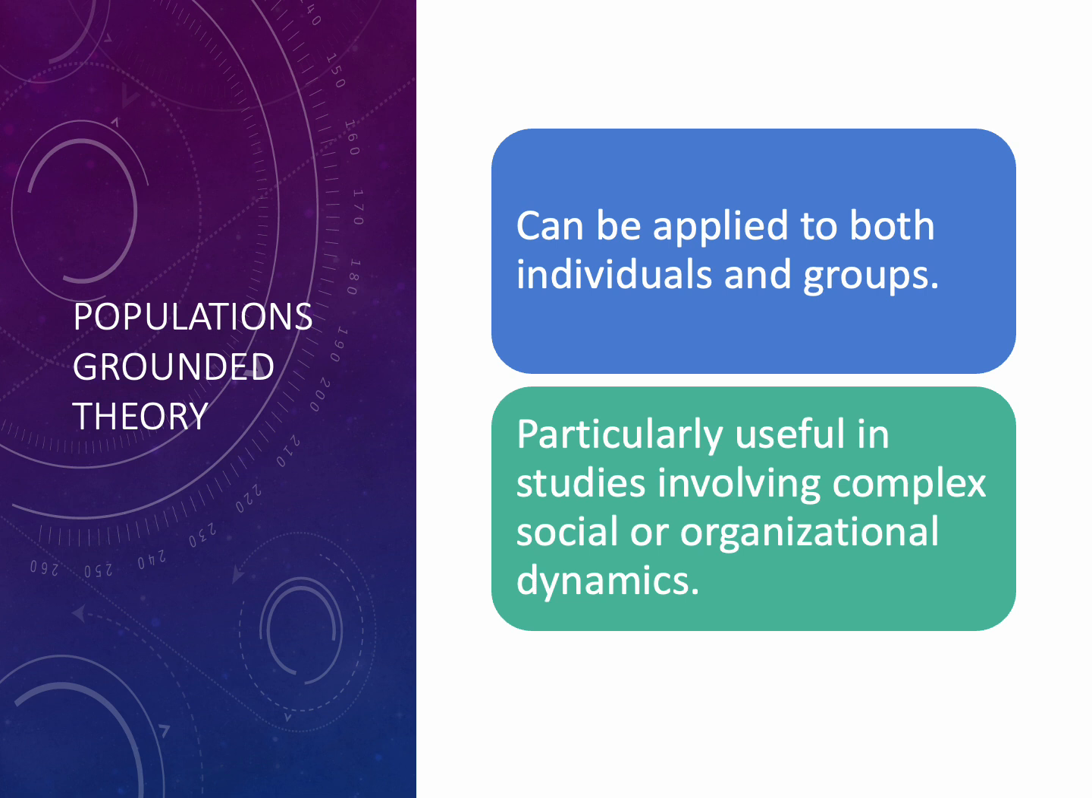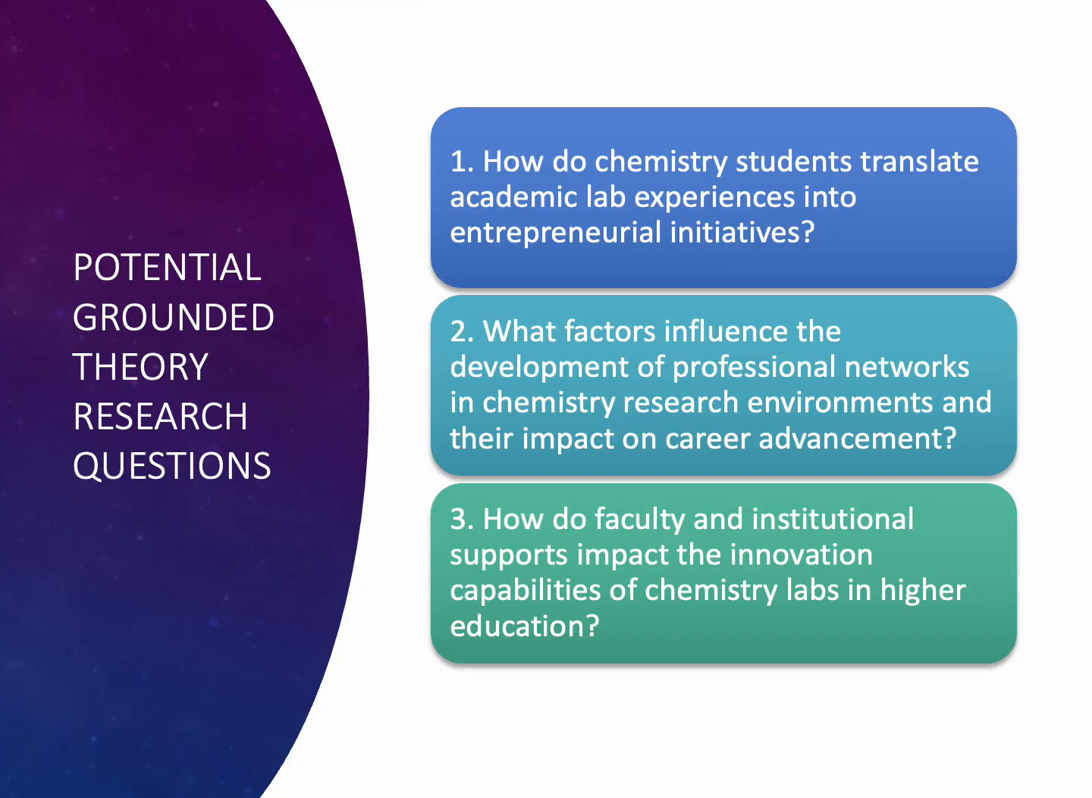All right, population groups that are applicable to this type of qualitative research. Number one, of course, individuals or groups are great, but particularly studies that involve complex social or organizational dynamics were great for this type of study. Now, what are some of the potential grounded theory research questions or areas by which I can use this in my particular research?